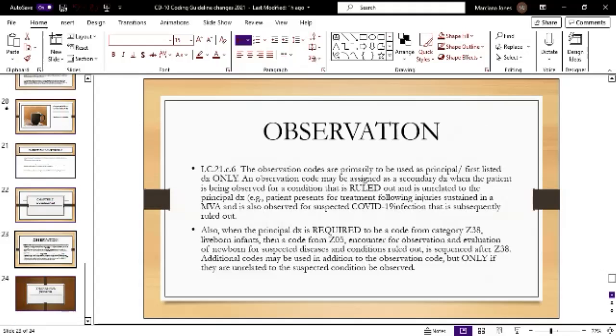Observation. So the observation codes are primarily to be used as principal or first listed diagnosis only. You hear that? These observation codes are usually primarily used as first listed codes only. An observation code might be assigned as a secondary diagnosis when the patient is being observed for a condition that's ruled out and is unrelated to the principal diagnosis.